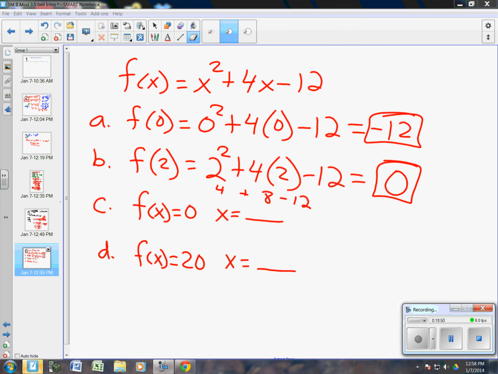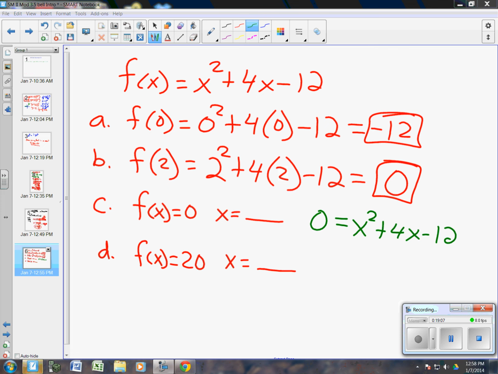Okay, now the last 2, this is where you got to use the quadratic formula. Because it's saying replace f of x with 0. Well, f of x is like the y. So what it's asking you to do is put 0 in right there equals x squared plus 4x minus 12. So this one's asking you to solve that equation. Now, I want you to use the quadratic formula for it.